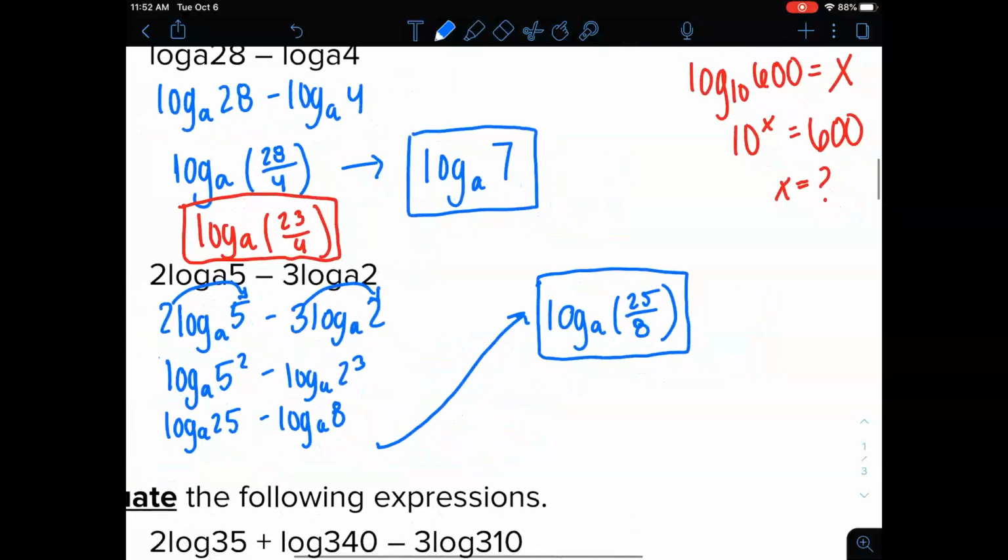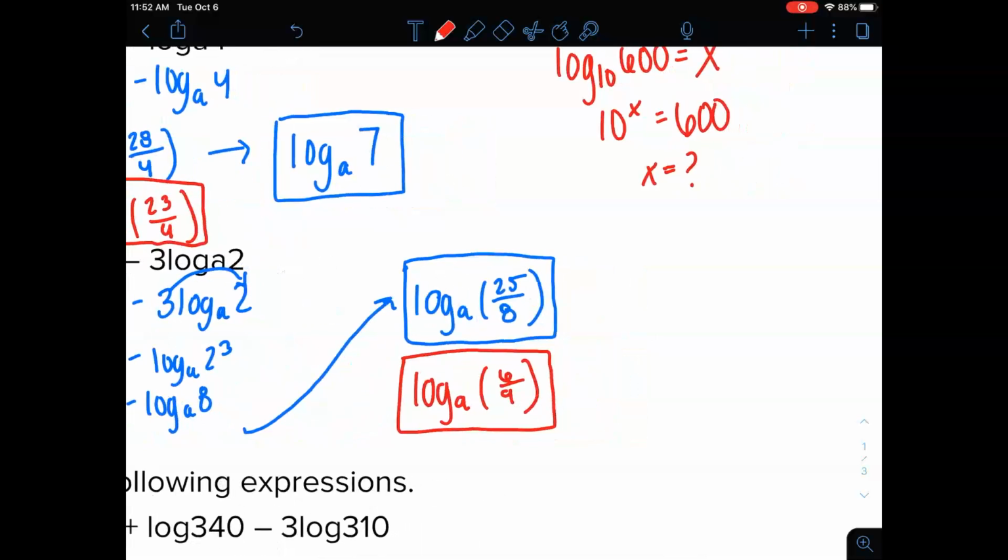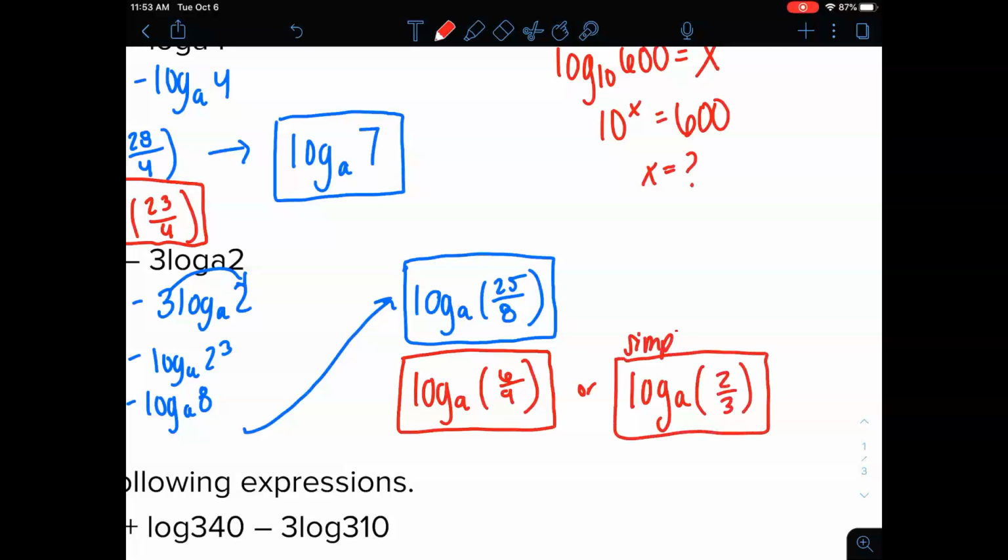And an additional example is if our final answer got to log base A of 6 over 9. This would be a completely acceptable answer. Or, as well, log base A of 6 and 9 can both be divided by 3, so this would turn into 2/3. This would, of course, be its simplest form. So if I asked you to get me to the simplest form, it would have to be this one here where the fraction is 2/3 and not 6/9.